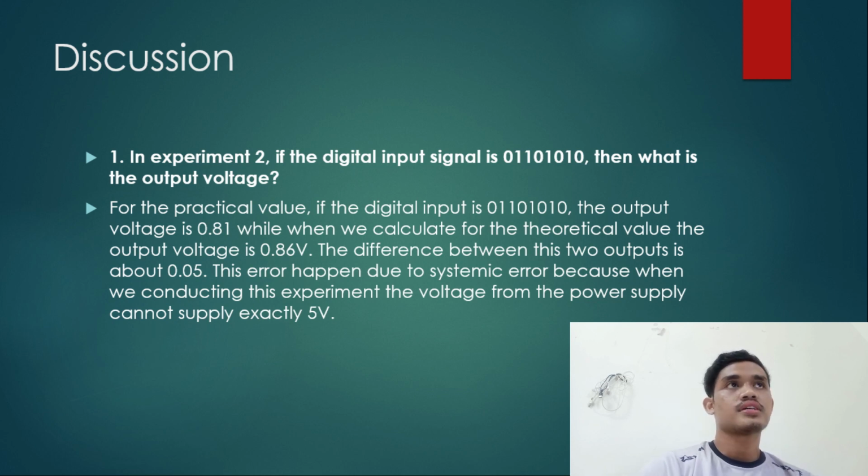In the discussion part, there are 3 questions that we need to answer. The first question asks, in experiment number 2, if the digital input signal is 0, 1, 1, 0, 1, 0, 1, 0, then what is the output voltage? The answer is, for the practical value, the output voltage we get is 0.81 volts, while when we calculate the theoretical value using the equations, the output voltage is 0.86 volts, and the difference between these two outputs is about 0.05.